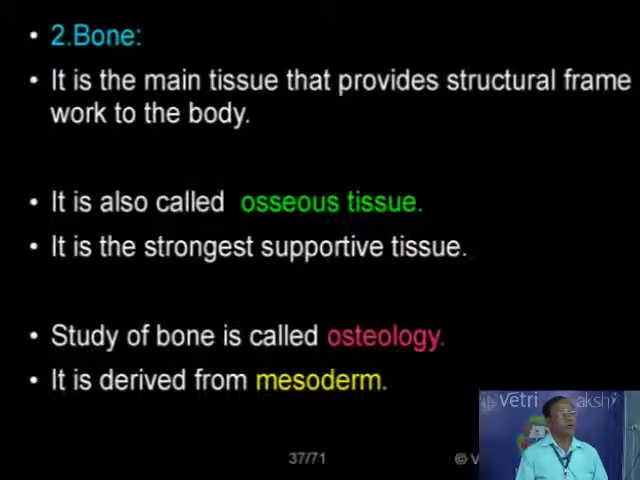It is the strongest supporting connective tissue, a specialized tissue, unlike cartilage, where you can see some flexibility in hyaline and elastic cartilages, but here it is strong enough and rigid. The reason is calcification, the deposition of calcium, which makes the bones rigid in nature. The study of bone is called osteology. It is derived from mesenchyme, as other connective tissues are also derived from mesenchyme. So all connective tissues, irrespective of the types of cells, are derived only from mesenchyme. The study of bone is called osteology.